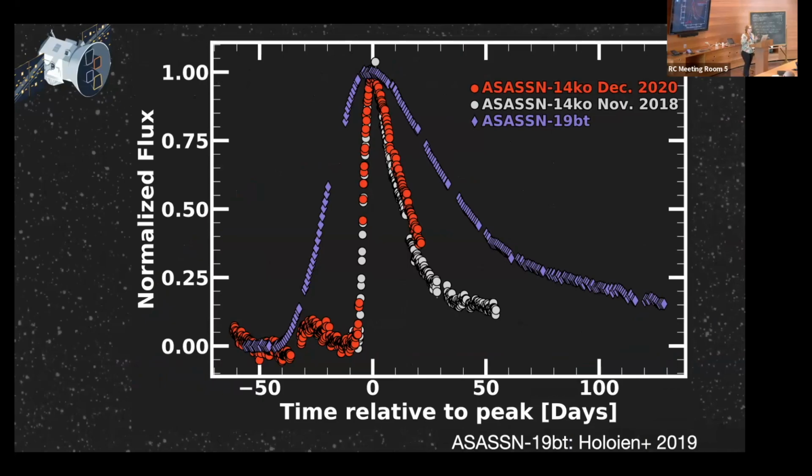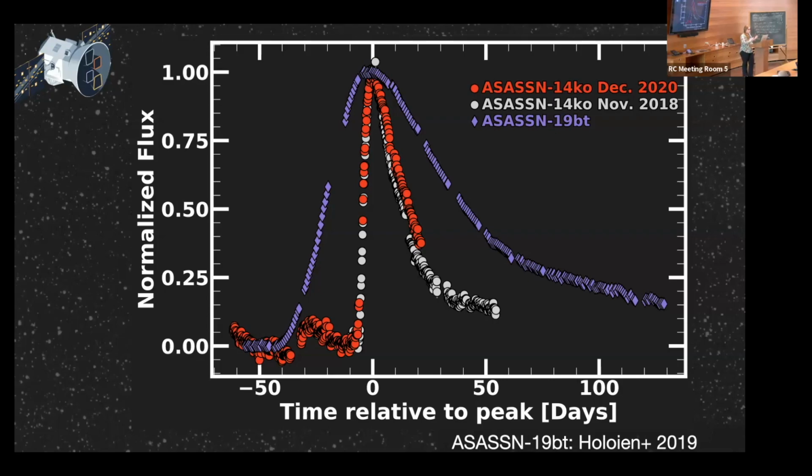So ASASSN-19bt was the very first TDE observed by TESS. And again, we see the smooth variation. There's no small scale variability superimposed on top of the flare. But this really drives home the point of these different timescales. So what we see a lot with TDEs is they happen over hundreds of days, which contrasts very sharply with what we see for 14ko, where each flare lasts about 40 to 50 days.